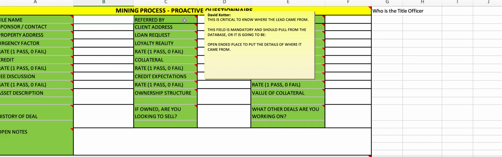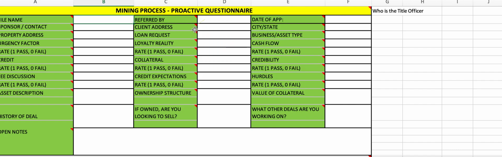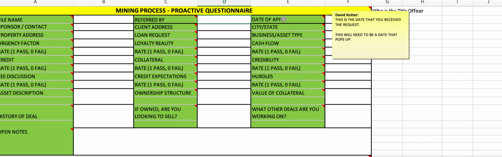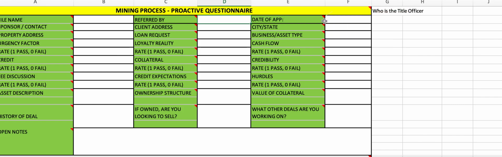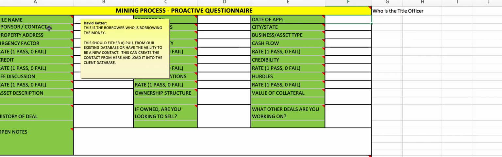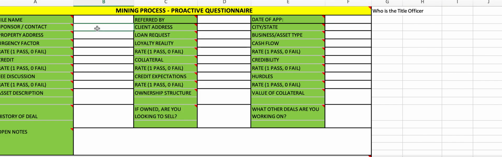And then you'll put who it's referred by. Again, this will go in the database and eventually will be in there, but this is important to note. The date of the app, this is the date you received the request, okay? So you'll log that here. Sponsor contact. So again, this is who's actually borrowing the money. This should be either A, you pull from the existing database, or have the ability to be a new contact, okay? So you'll log their name here.